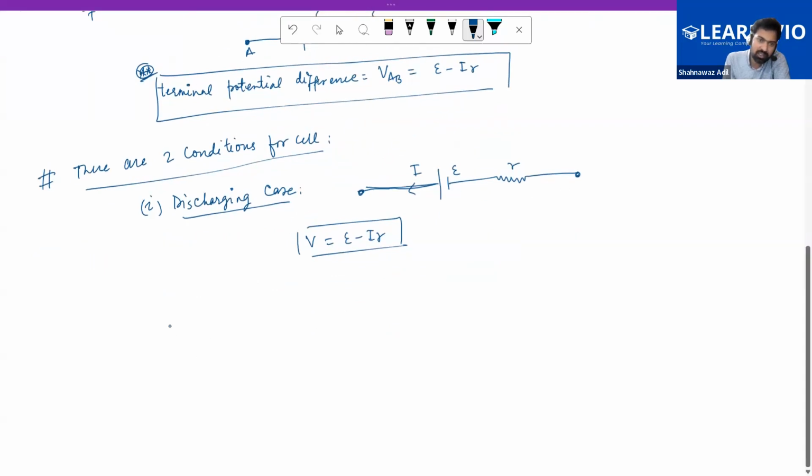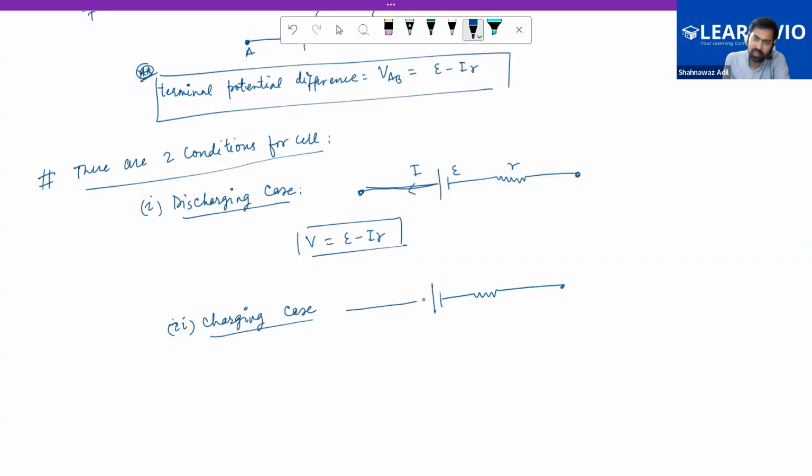Then we have a charging case. In the charging case, we are providing the current with some external device. So the current is provided to this thing. Discharging means that it is providing the current, and charging means that we are providing the current to this device, right? This is internal resistance, this is EMF. For that case, the terminal potential difference is this. So these are the two cases for the cell. Is it clear? Please quickly note it down and then move on.